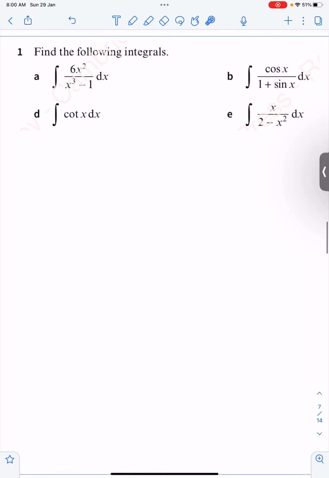Okay, let's do some of these. Find the following integrals. 6x squared upon x cubed minus 1. We know that the differentiation of this is going to be 3x squared. Now, if you notice here, I wanted a 3x squared here. What is additional is a 2. So I can put it outside, and then I can write this as 2 ln x cubed minus 1 plus c. This is the A part done.